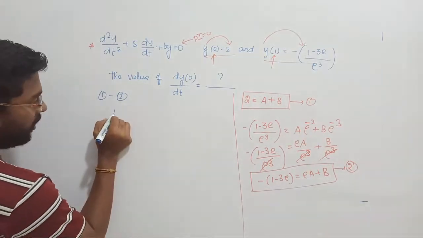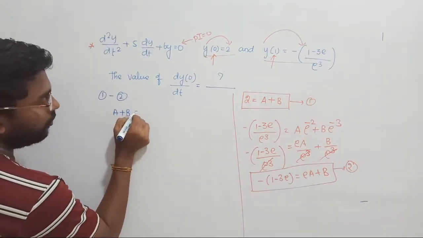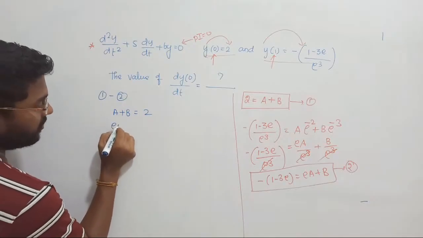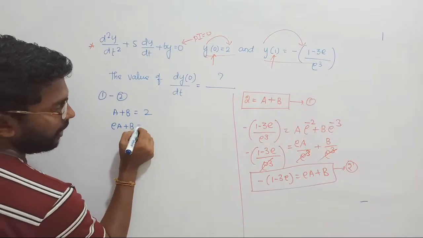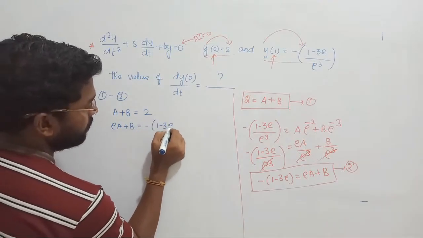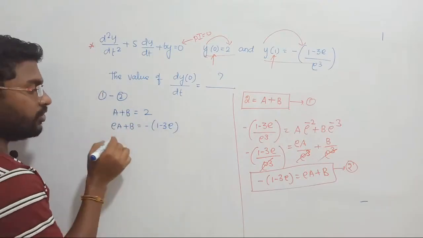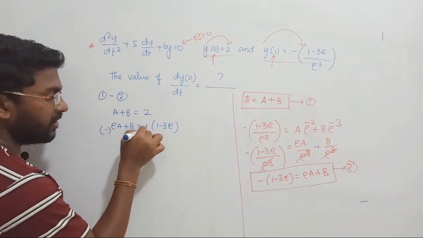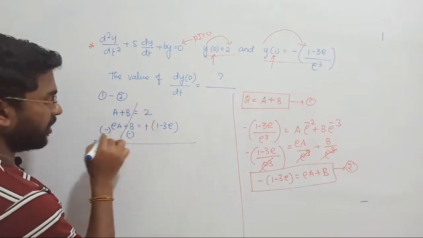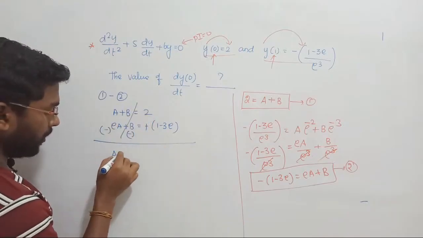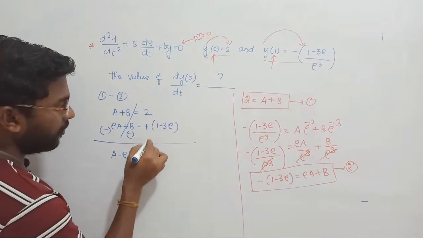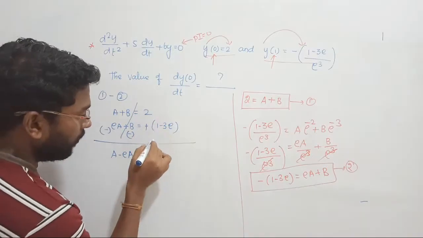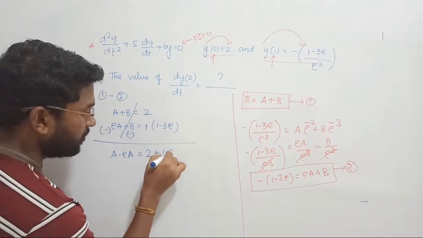Such that what we have, a plus b equal to 2 in equation number 1. Equation number 2, what we have, e into a plus b equal to minus of 1 minus 3 times of e. If I subtract these two equations, subtraction means sign change, correct? Yes. This is in minus, so this will become plus. Such that it will become 0. So it will become a minus e times of a equal to, if you add these two, 2 plus 1 will become 3, so 2 plus 1 minus 3e.